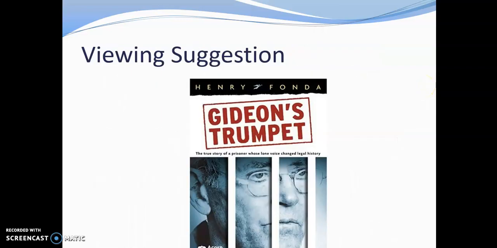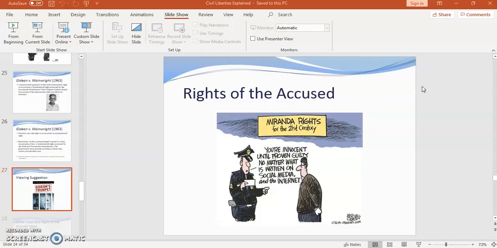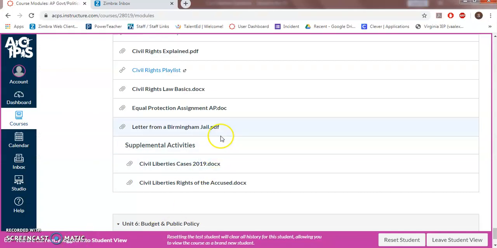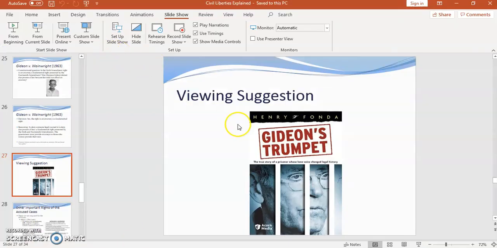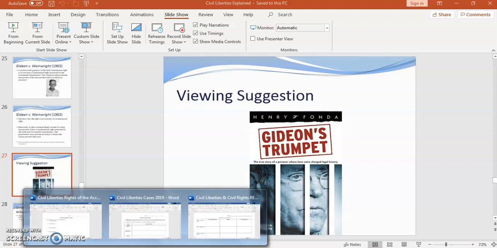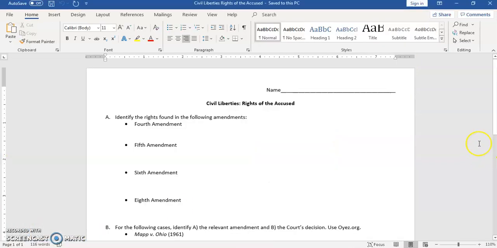There is a film called Gideon's Trumpet. If you go to Canvas and take a look at the YouTube playlist I put together, the Civil Liberties playlist, I put the film Gideon's Trumpet on that playlist. So that's it in terms of cases that you need to know relating to rights of the accused. That makes me crazy, like I said, because this is something that I personally am interested in.